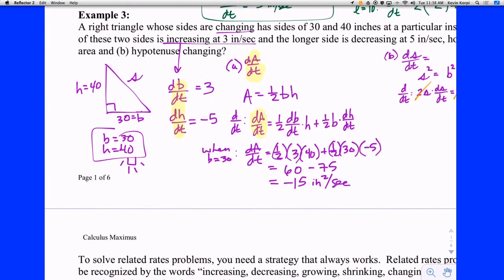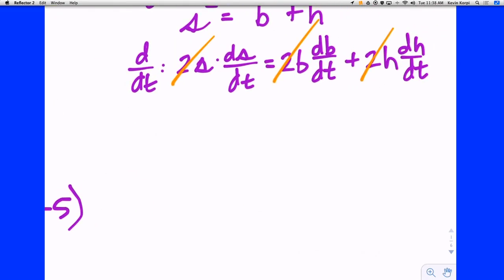Okay? So here we go. I think we're ready to plug in when b equals 30. And we'll stick with Clemson colors here. All right? Good. I know who you're rooting for next Monday night. Yeah? When b equals 30.